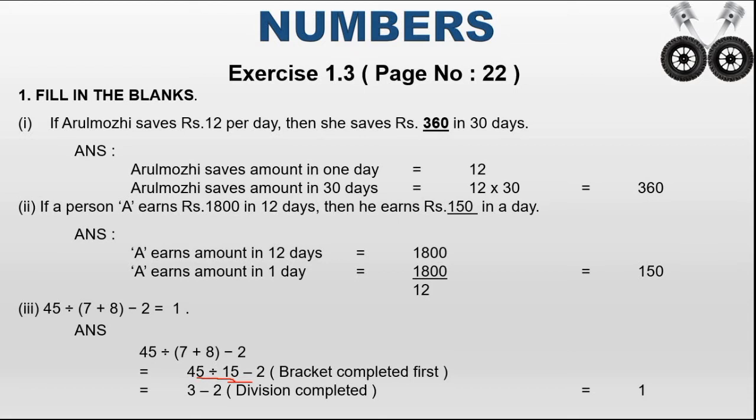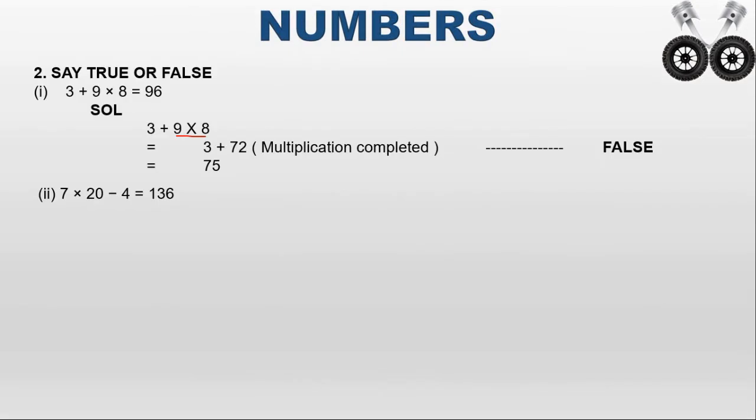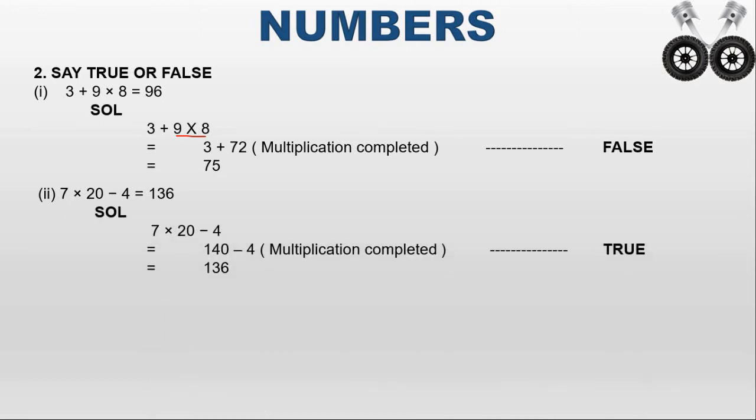So what is the remaining operator here? Subtraction. So 3 minus 2. So 3 minus 2 is the answer, into 20 minus 4 equal to 136. So for the given question, the answer is 136. So we have to check whether it is true or false.